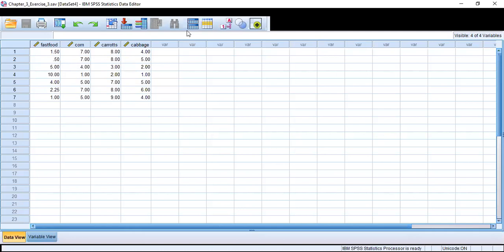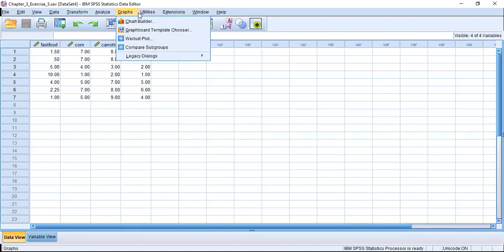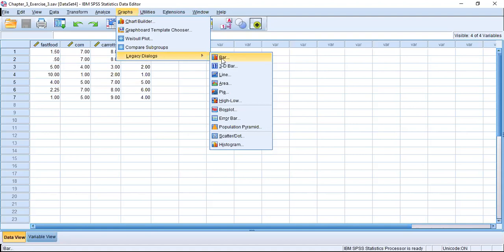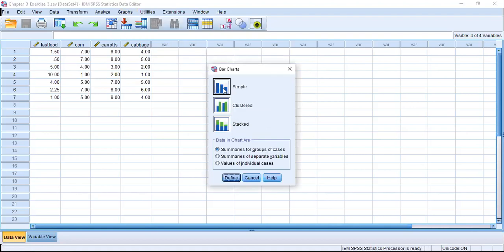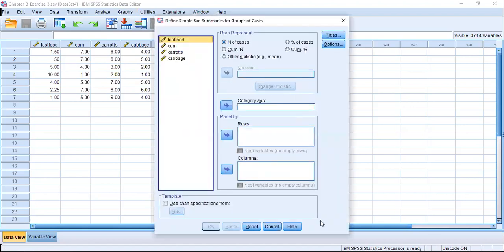Now we are moving to graphs. We are going for legacy dialogs here. We are going for bars. So simple bar. So we have to create a bar for the consumption of fast food. That is what it's saying. So create a histogram for fast food. That is a category variable.